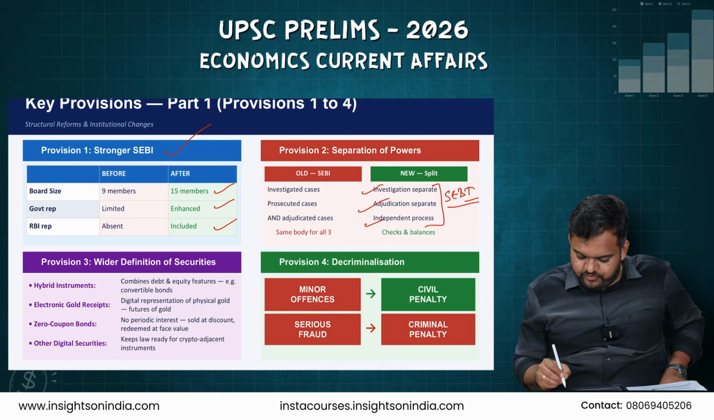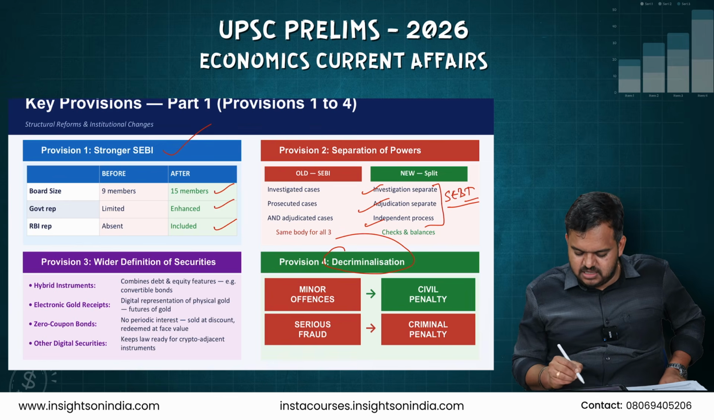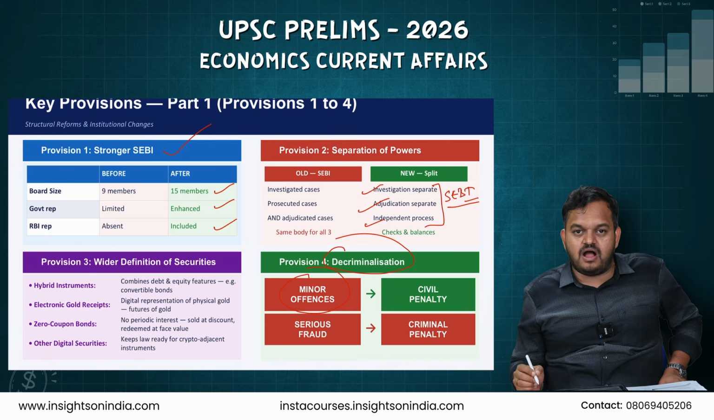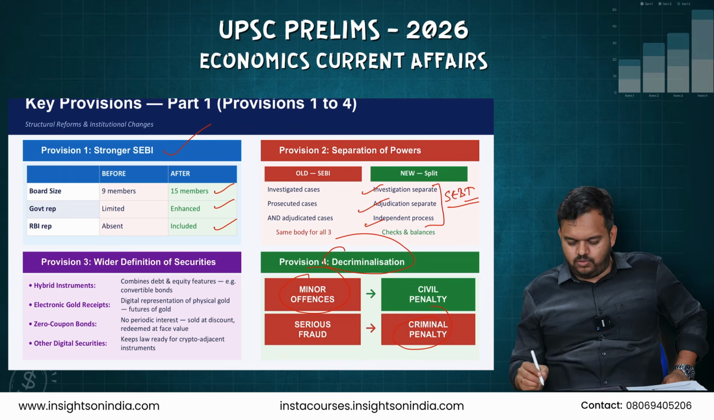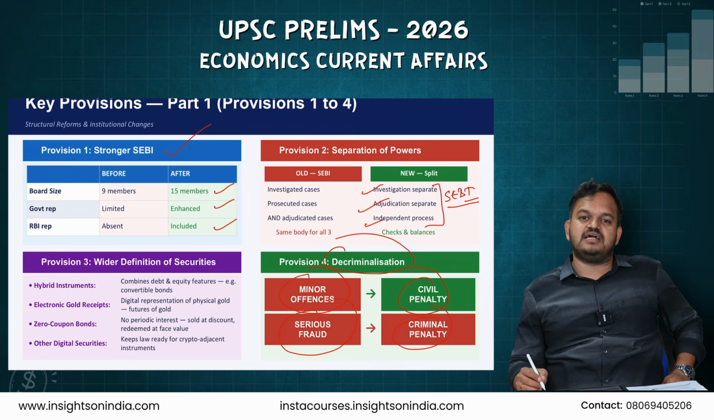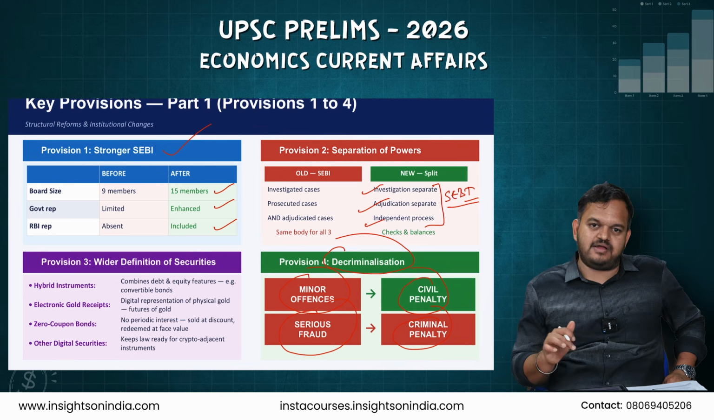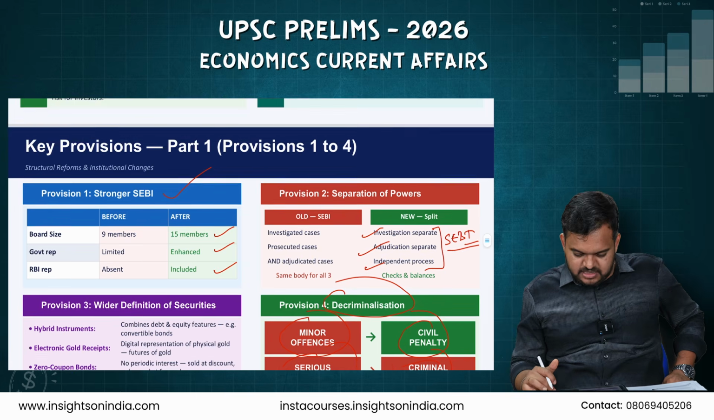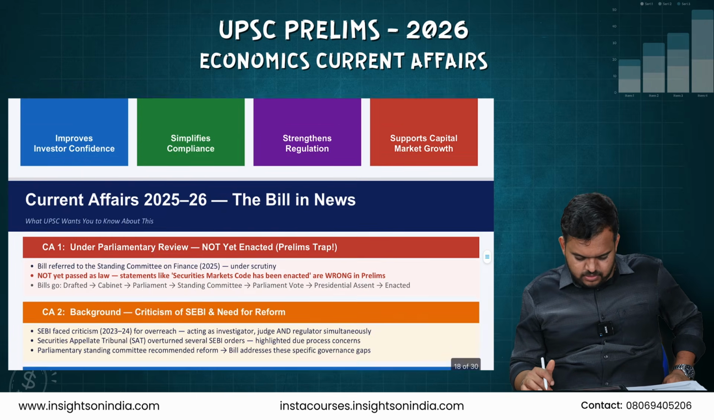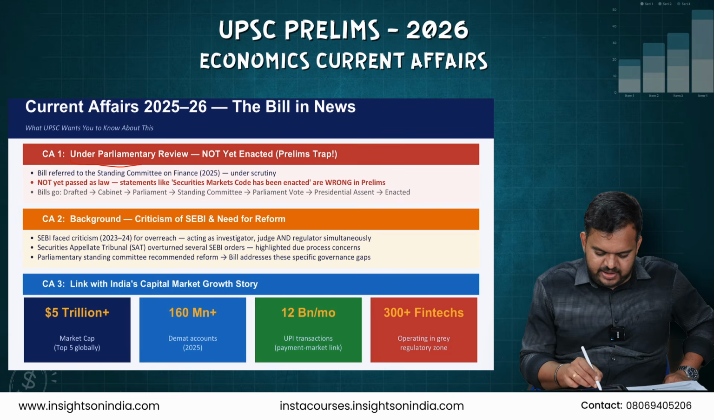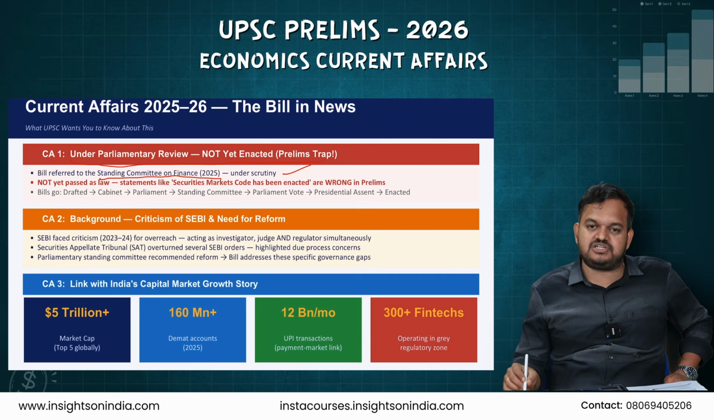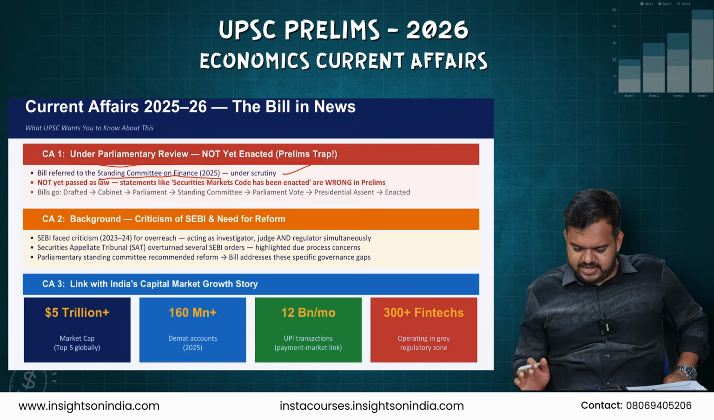And a very important thing, it is going to decriminalize certain minor offences and financial frauds. Earlier, every financial fraud under SEBI was treated as a criminal offence. Now, minor offences are considered under civil penalty. Only serious frauds are considered criminal offences. So, these are the important provisions under the new bill. Others, no need to worry. But the bill has not been enacted. That means it is still under parliamentary review. The bill is referred to the Standing Committee on Finance. It is still under scrutiny, so it has not yet been enacted.